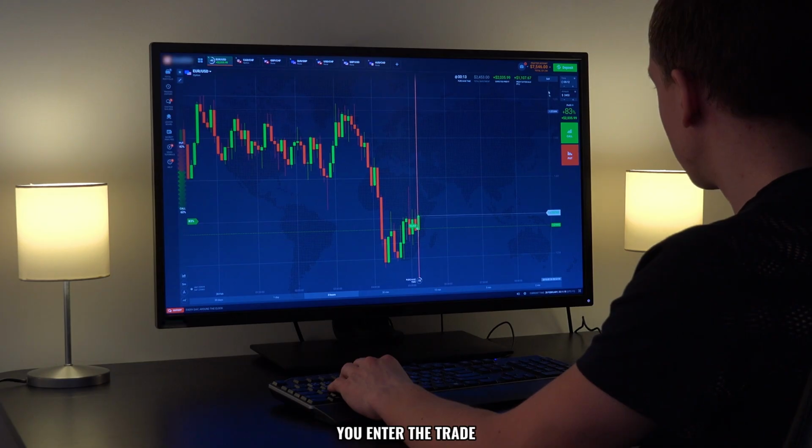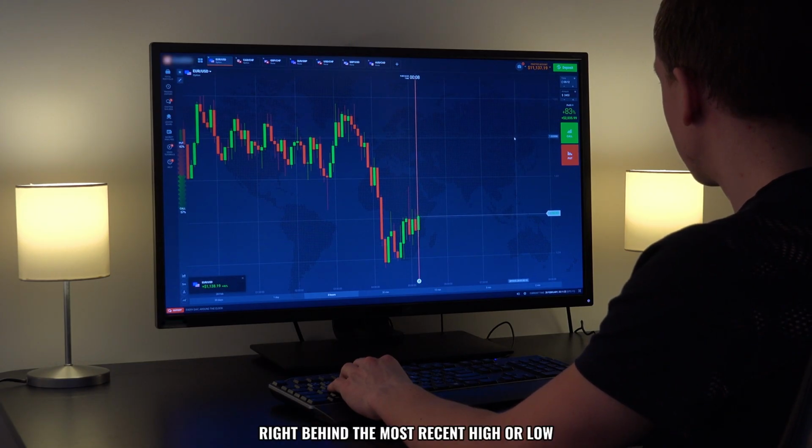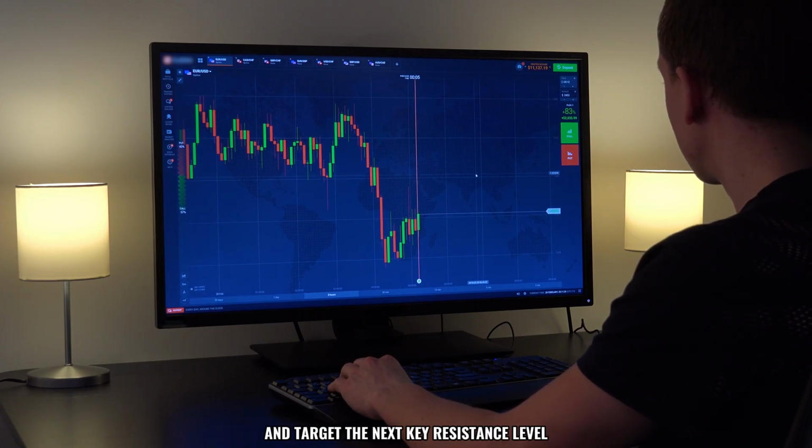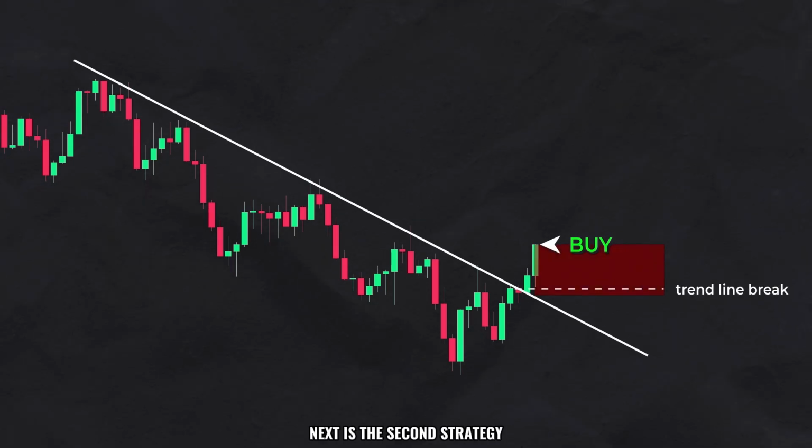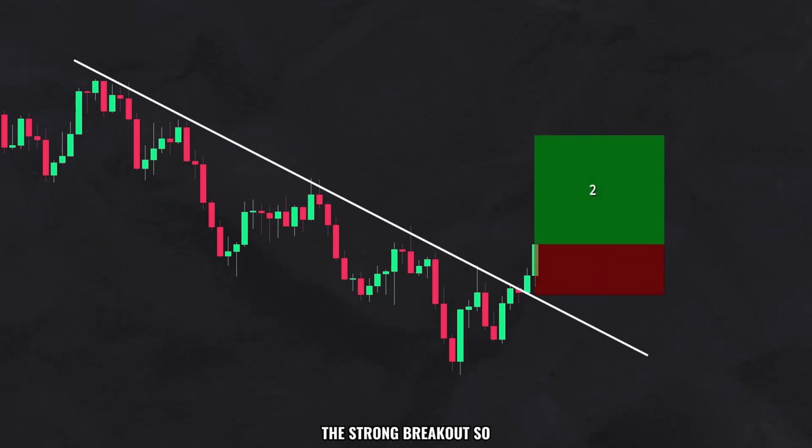You enter the trade when the second breakout candle closes. You place your stop-loss order right behind the most recent high or low, and target the next key resistance level, making sure you're aiming for a profit-risk ratio of at least 2 to 1. You risk 1% to gain 2%. It's that simple. Next is the second strategy, the strong breakout.